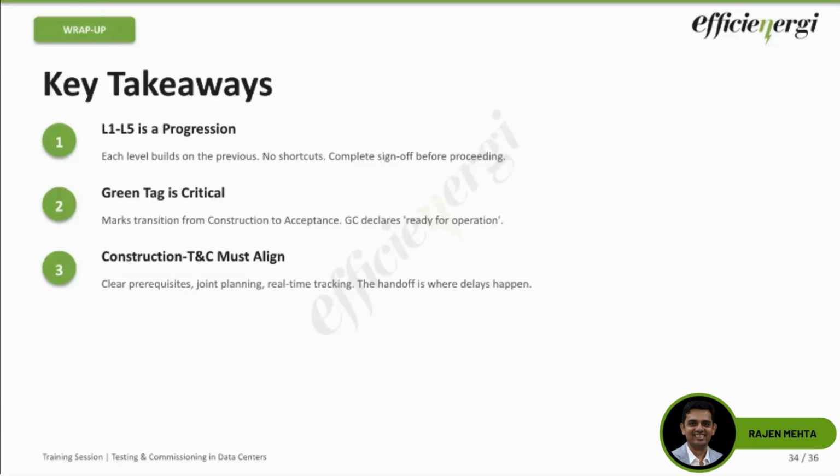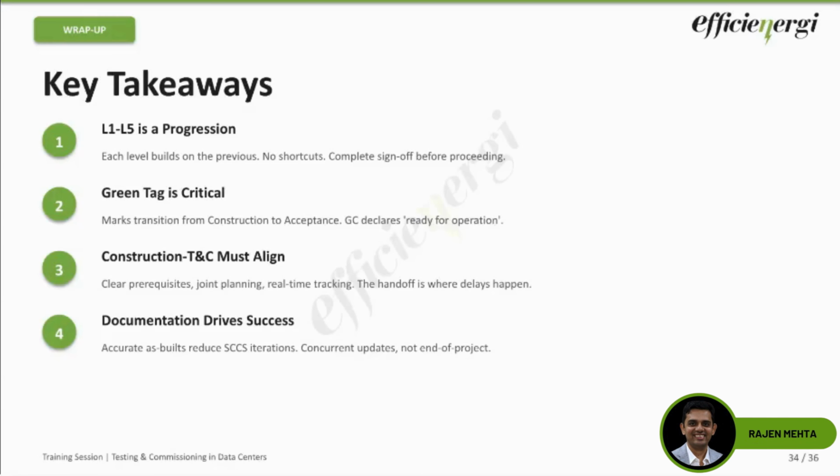Then construction and T&C must align. That is very, very important if we need to succeed as a team. This is our section 4 where I spoke about this. Clear prerequisites, no ambiguity, joint planning, same schedule, real-time tracking, shared visibility, right? Then documentation is very important. That's what will drive the success of the overall project.